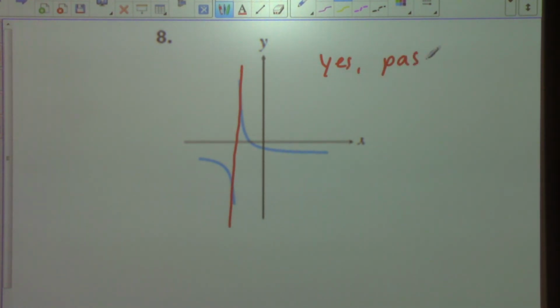Now, in fifth period, they didn't recognize this function. Do you recognize this parent function here? Yes, we don't remember the name. Almost. It's y equals x to the negative 1 power, which is the same as 1 over x. That's the parent function, but this is translated from that. Okay?